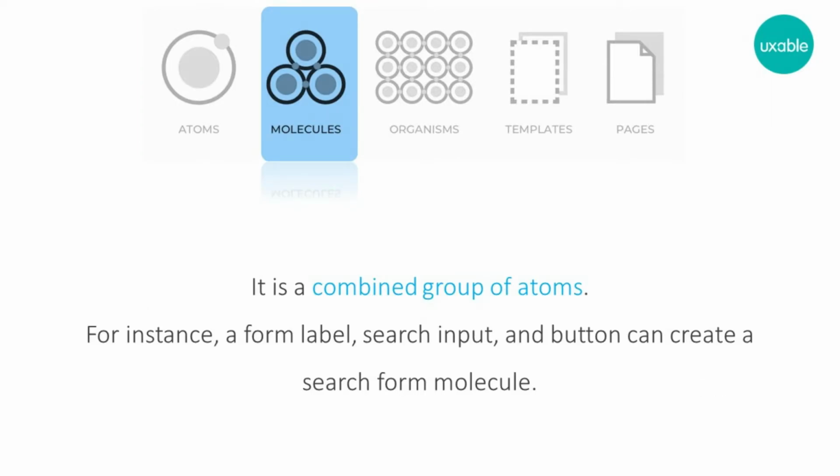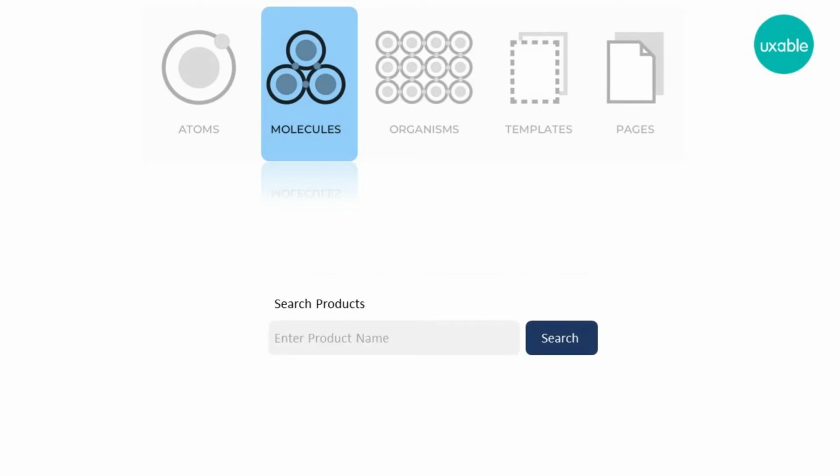So molecules are combined groups of atoms. So for an example, what we see over here, we can see all these in one place, kind of a merged one. So what we saw in the first step, we saw different atoms like the label, search products. Then there's an input field, the search box, and there's a search button. So now if you combine all these atoms, it becomes a molecule.